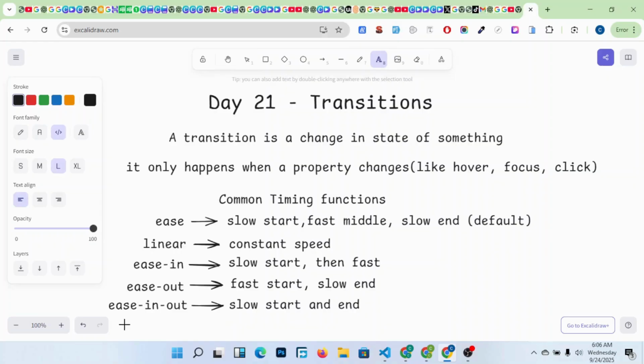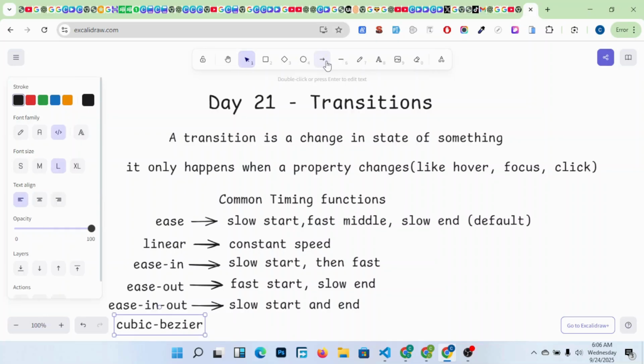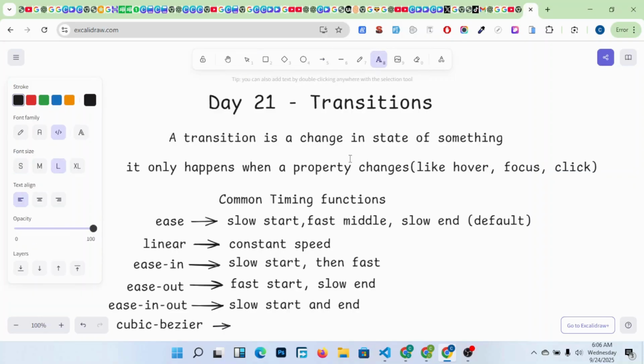It's called a cubic-bezier. You have a cubic-bezier. And this one here is like a custom curve. Okay? And this one here is unique in its way. It will appear something like this. It's very weird.